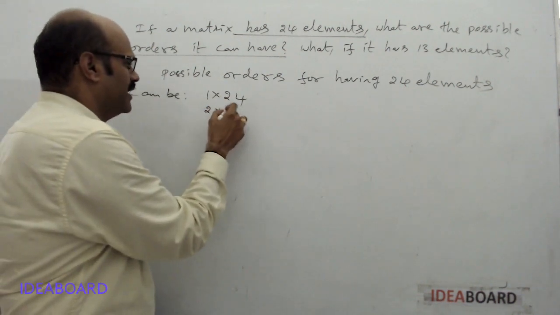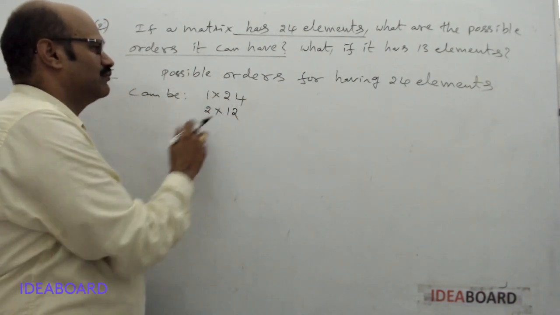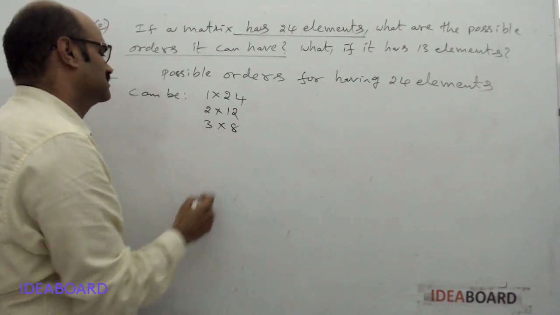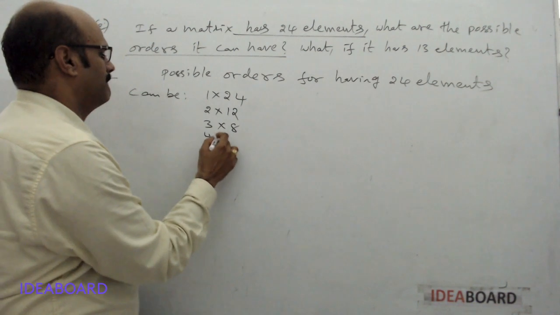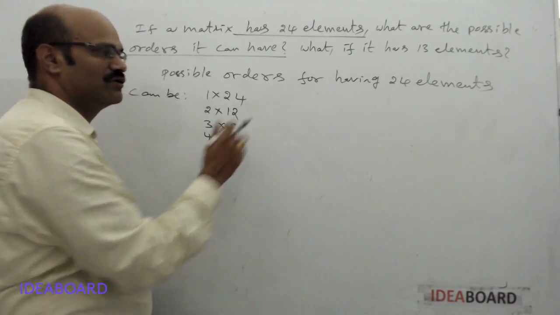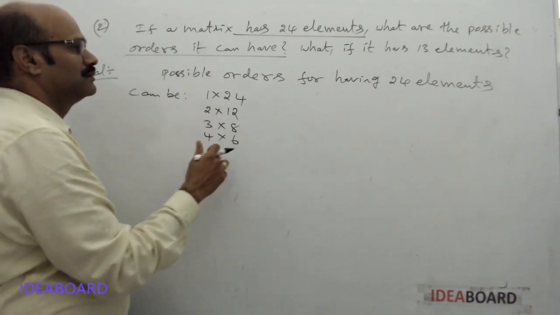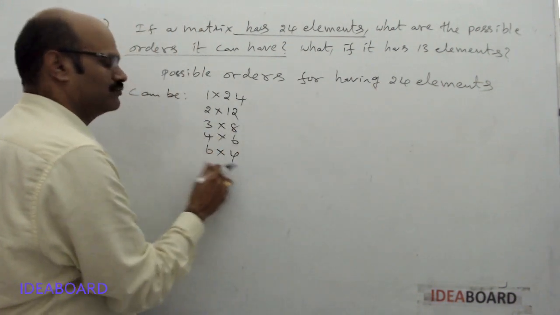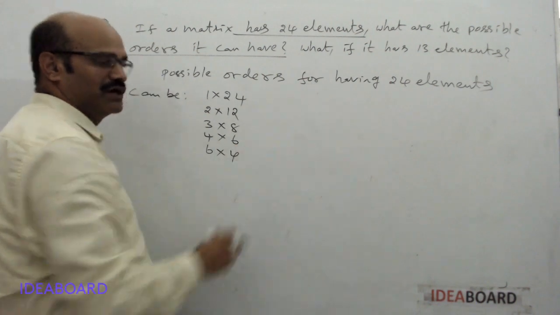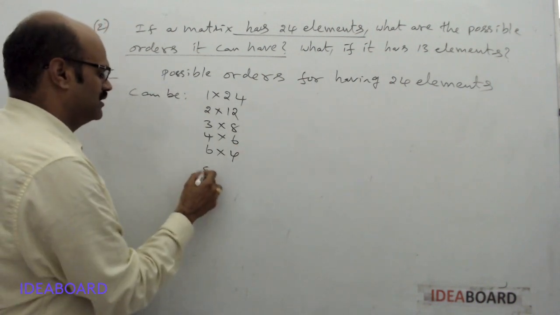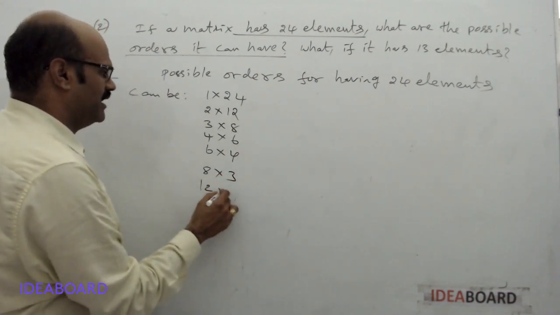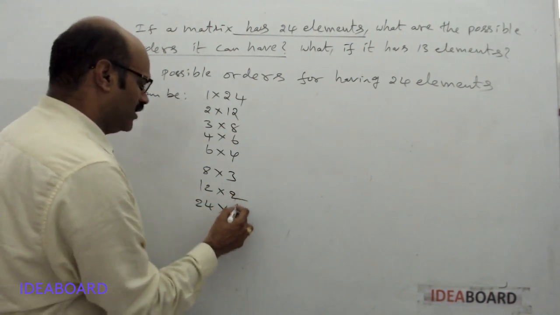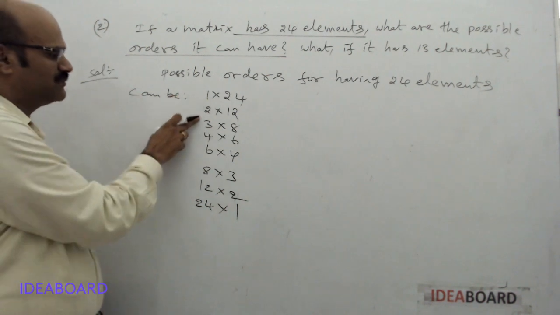Next, 2 by 12. 2 into 12 equal to 24. 3 by 8. 4 by 6. 4 into 6 equal to 24. Next, 6 by 4. 6 into 4 equal to 24. So we can write 6 by 4, 8 by 3, 12 by 2, 24 by 1. These are the possible orders.